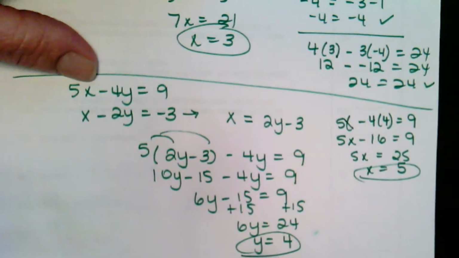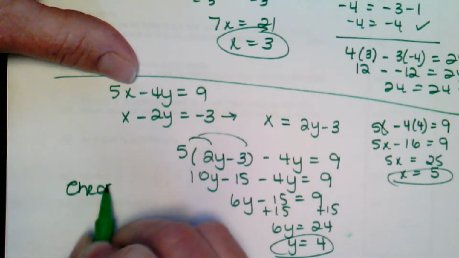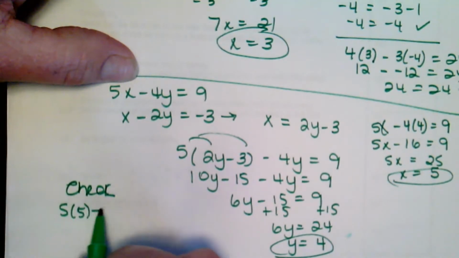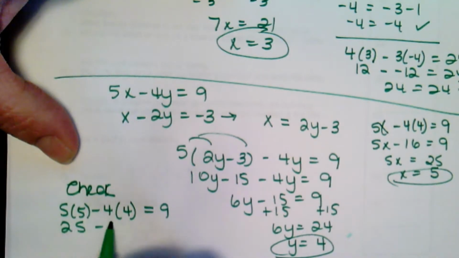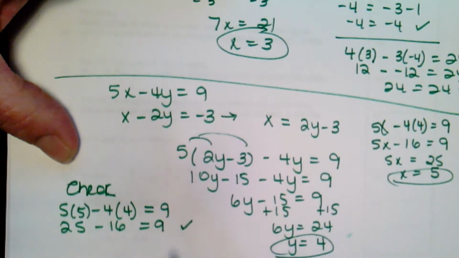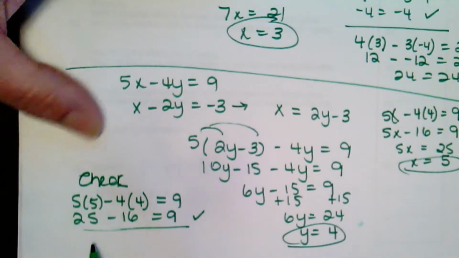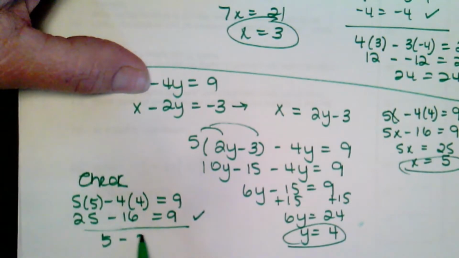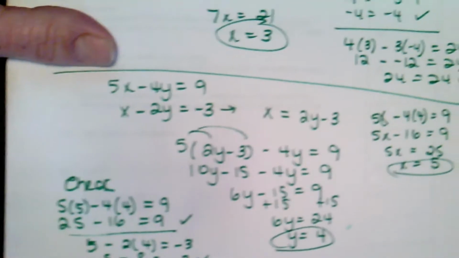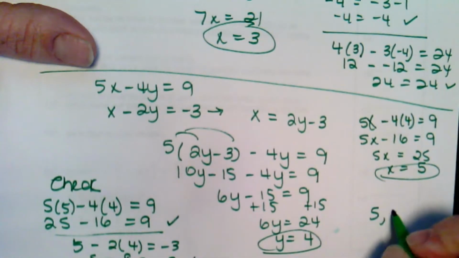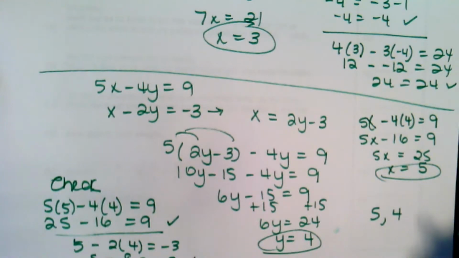And we can do a quick check. 5 times 5 minus 4 times 4 should equal 9. So that one checks. Then I'll check my other one. 5 minus 2 times 4 equals -3. 5 minus 8 equals -3, and that one checks. So my answer is 5 and 4. If they ask you to write it as an ordered pair, remember your x goes first, your y goes second.